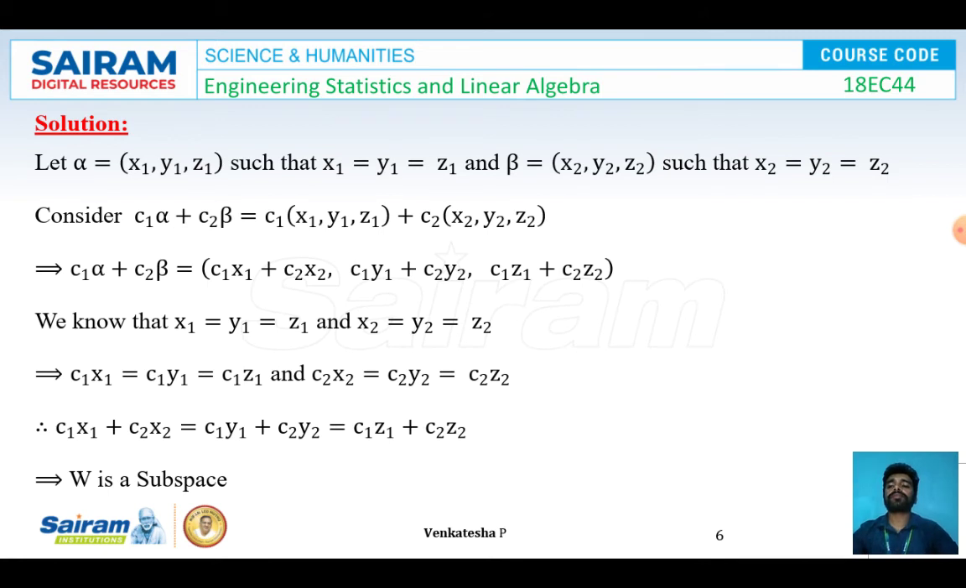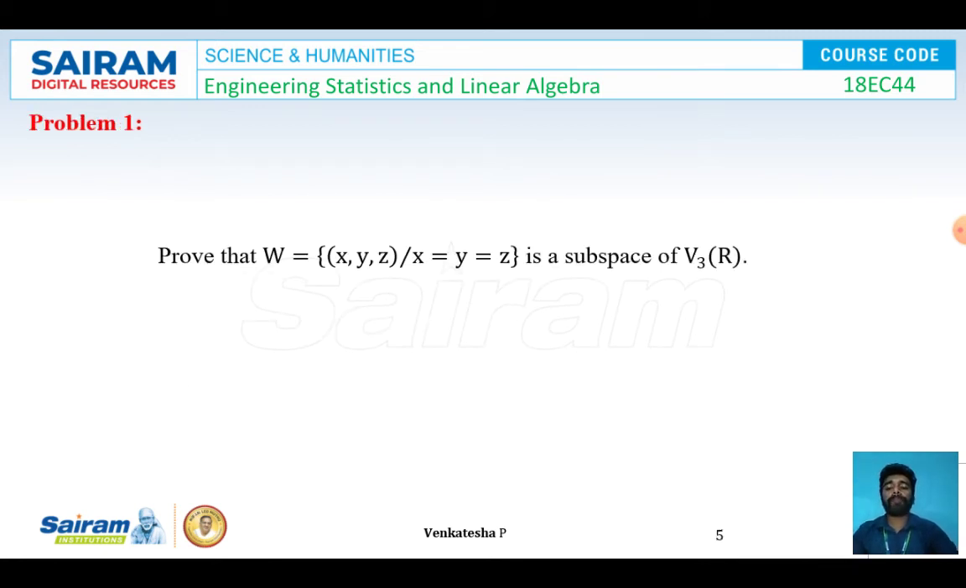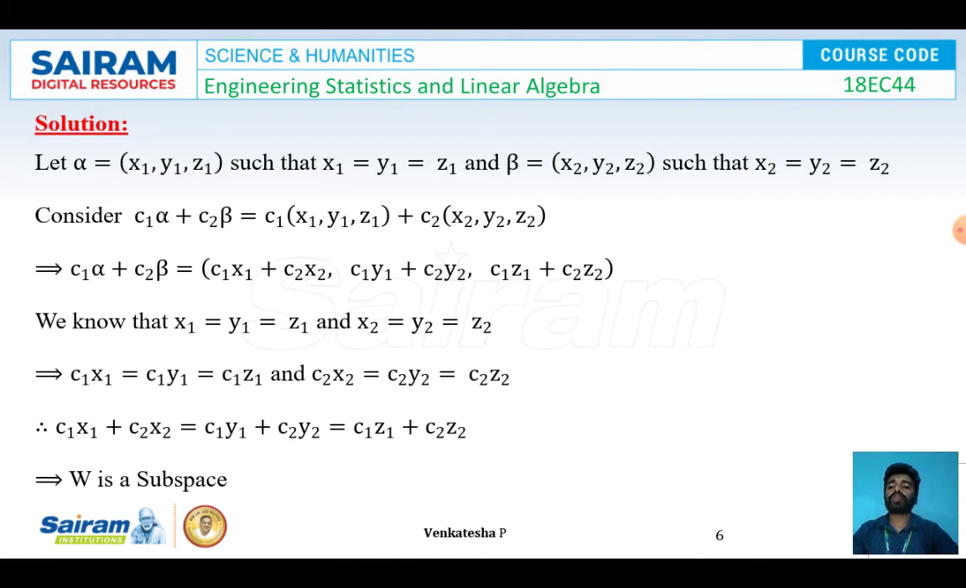Problems on subspaces. The first problem: prove that W equals the set of (x, y, z) with the condition that x = y = z is a subspace of V3 of R. To prove this, I am taking two vectors alpha and beta. Alpha is defined as (x1, y1, z1) with the condition that x1 = y1 = z1, and beta is defined as (x2, y2, z2) with the condition that x2 = y2 = z2.